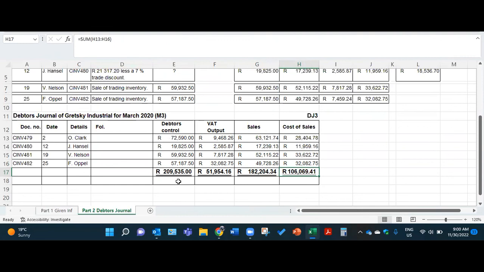Now, we know the debtor's control is an asset account, and asset accounts increase on the debit side. So this account will be debited, and because really this amount here makes up the other two, these two will obviously be credited. And if sales is credited and cost of sales is the contra account of sales, then obviously the cost of sales will be debited. And that is how you complete the debtor's journal.